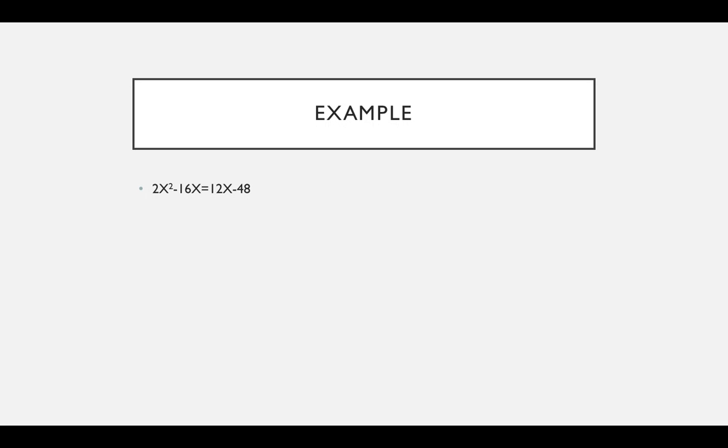Here's another example, and this one looks kind of ugly because you've got all kinds of x's, there's stuff on both sides. Start by putting it in standard form. So you're going to subtract 12x and add 48. So we want standard form, so 2x squared comes first. Negative 16 minus 12, that's going to be a minus 28x, and then we've got a plus 48 equals 0.